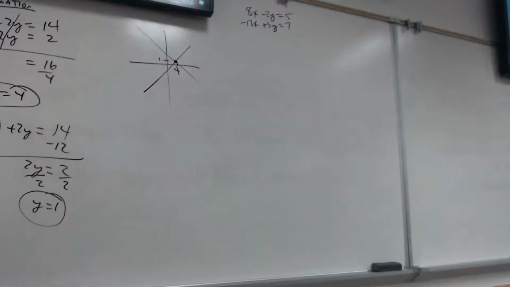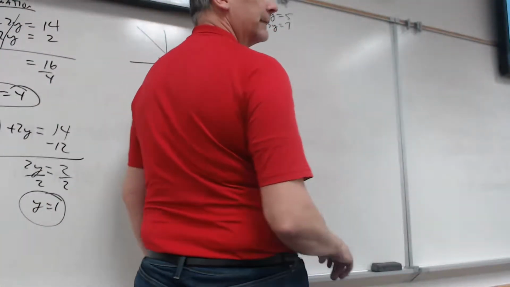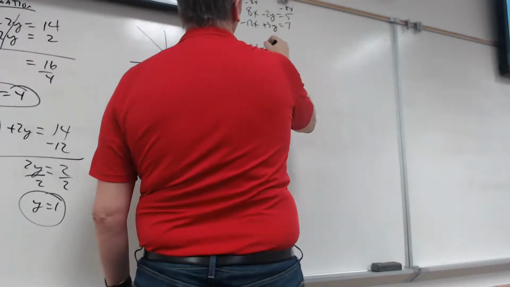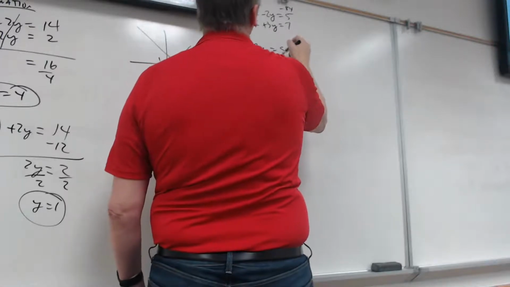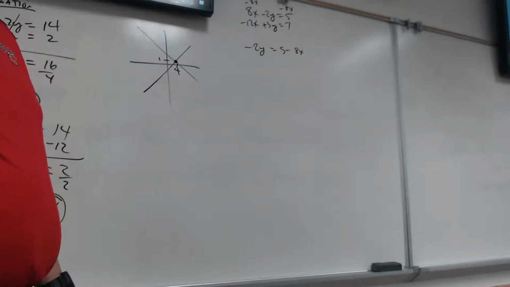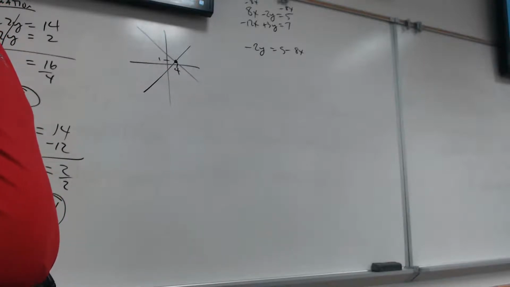Okay. Let's pick on Hallie. How would you solve this one? I would get the y by itself for the first equation. In the first equation, okay. How would you do that? Subtract 8x. So if we subtract 8x, we're going to get negative 2y equals 5 minus 8x. Well, that's going to be messy, because we're going to get a fraction, right? Yeah. Okay. Can I change my method? You want to change your method? Yeah. What do you want to do?